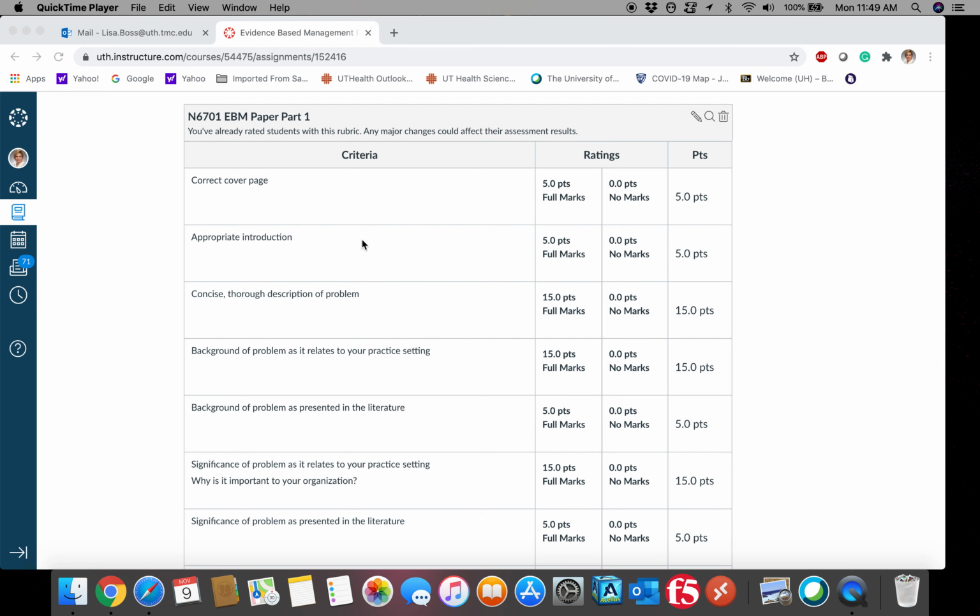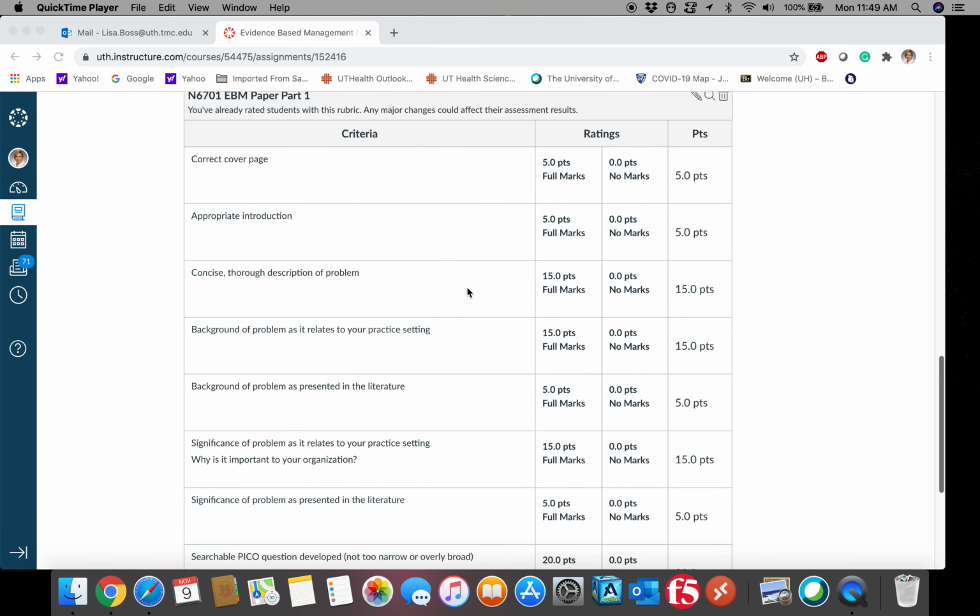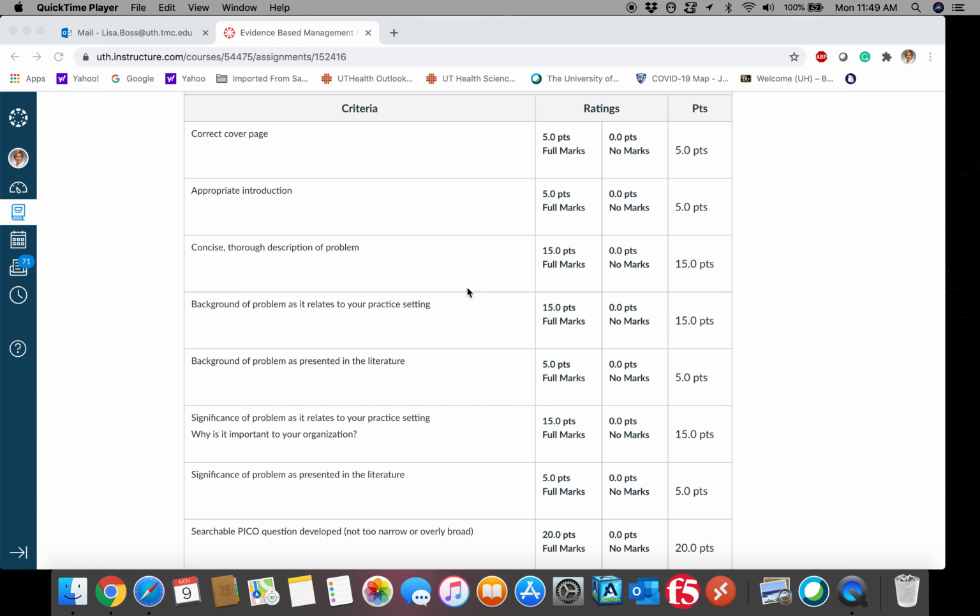So you see that's 5 points. So, I think that's reasonable. 1 paragraph, 5 or so sentences. So the first subheading after that is a concise, thorough description of the problem.